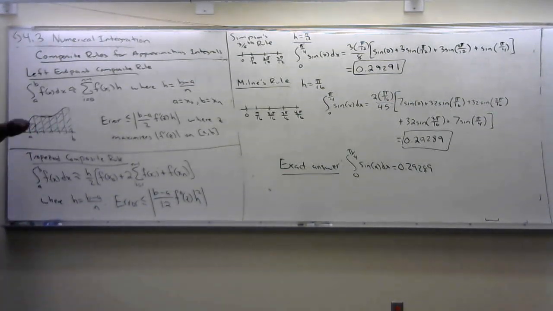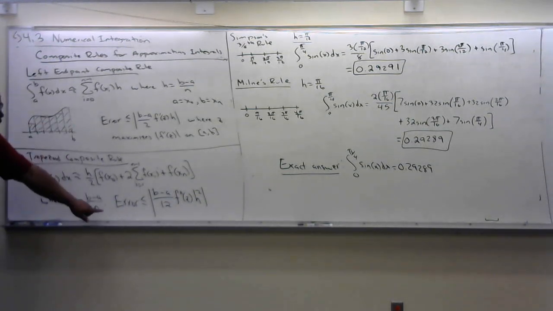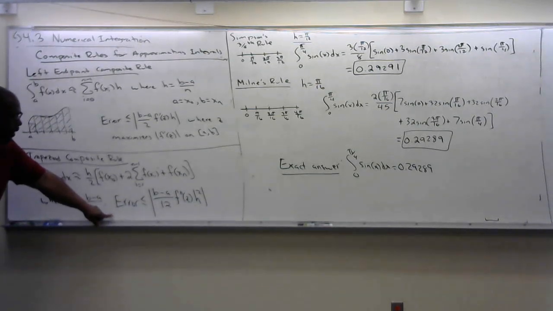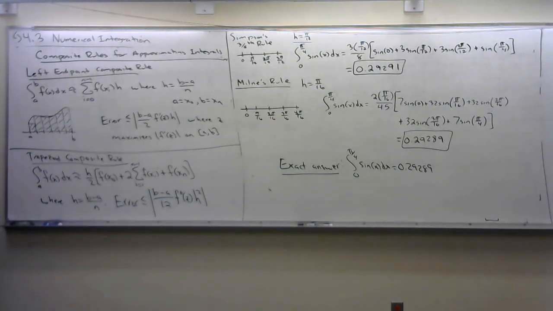Notice that here my error is big O of h. This is for the left endpoint approximation. My error is big O of h. For the second one, for the trapezoid composite rule, my error is big O of h squared. So the trapezoid composite rule is better.